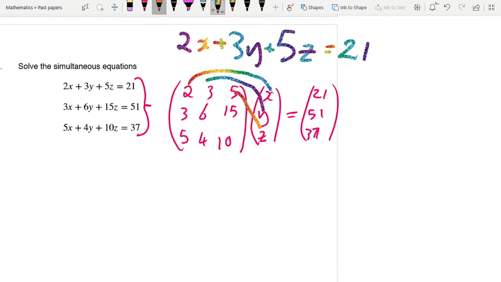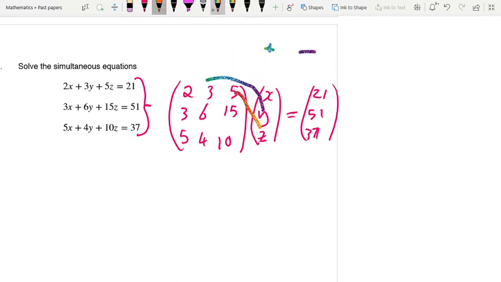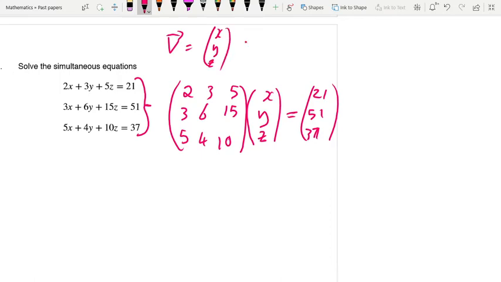These two things are equivalent, and we have to solve this matrix equation now instead of solving the equation by just manipulating the equations. How can you solve an equation like this? Let's let v be the vector of x, y, z, and let w be the vector of 21, 51, 37, and A be this matrix here. We're trying to solve the following matrix equation.